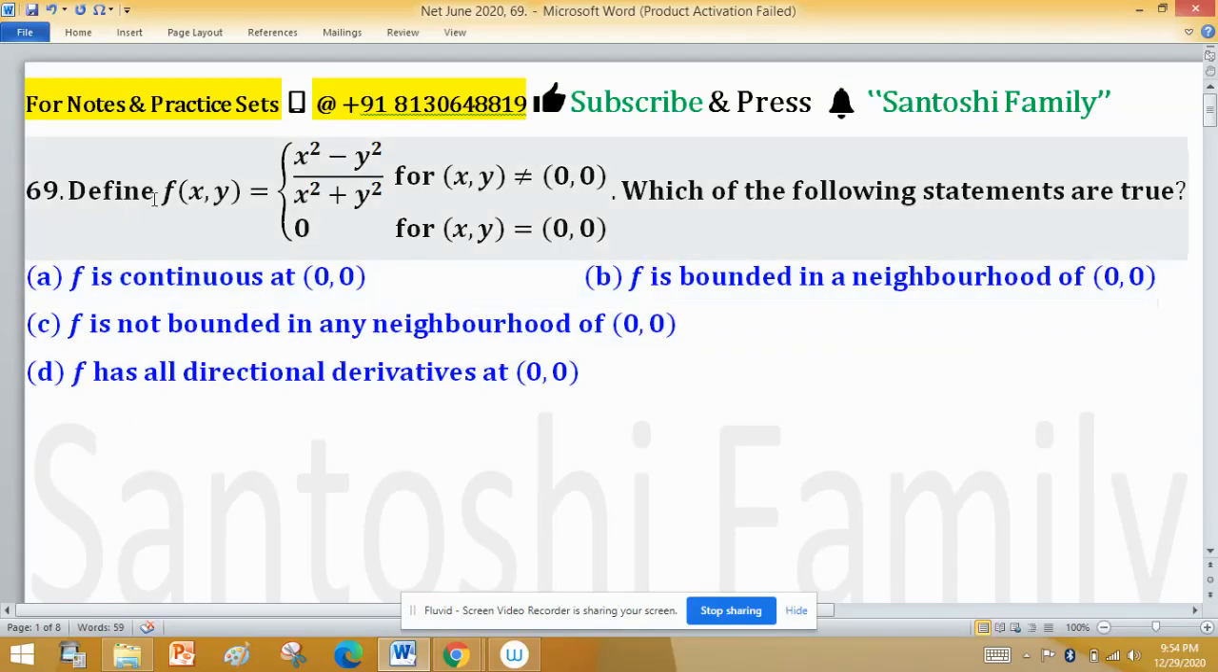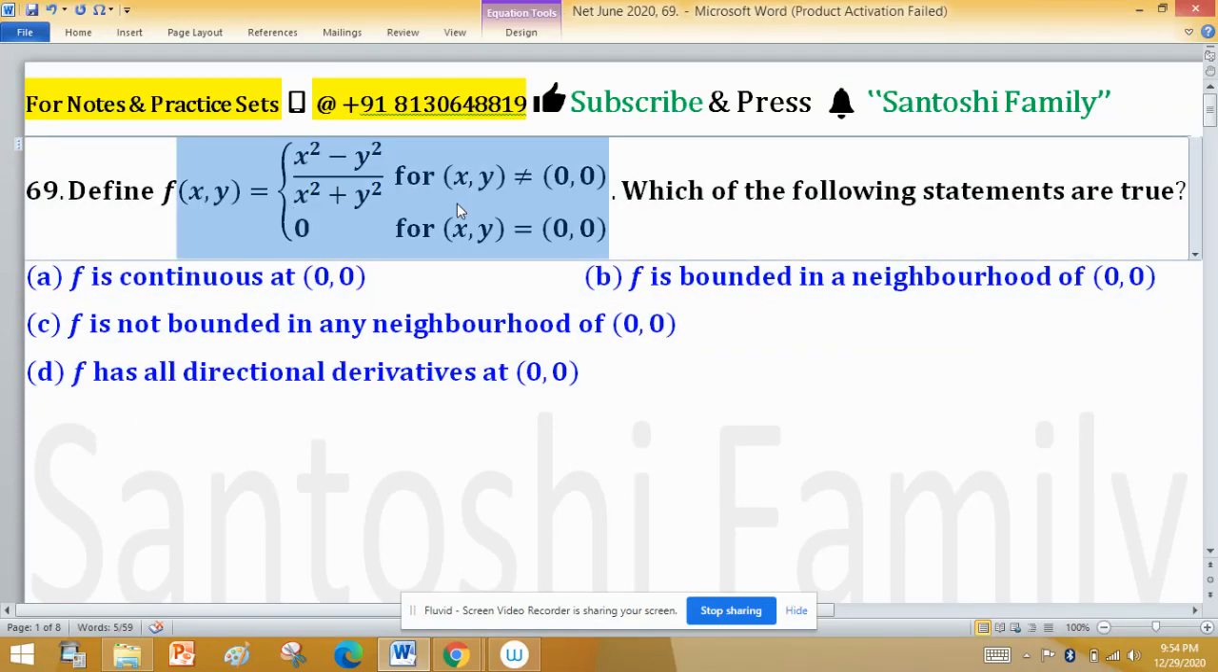Define f as a function in terms of x and y, two variables. In the numerator x squared minus y squared, divided by x squared plus y squared, for all values of x and y which are not equal to (0, 0), and the value of f at (0, 0) is 0. Which of the following statements are true?